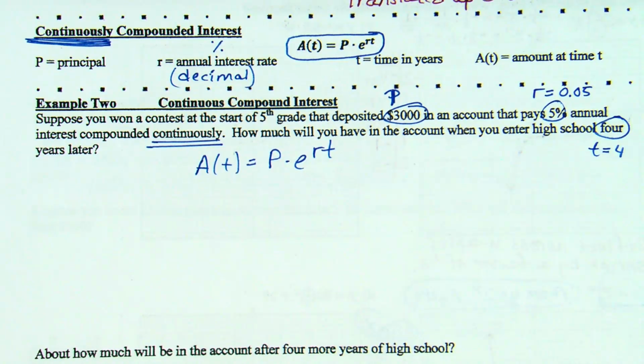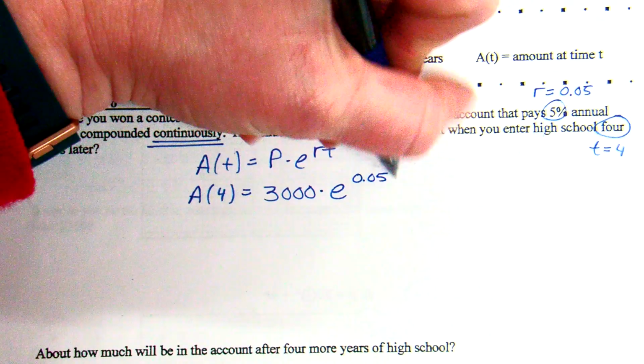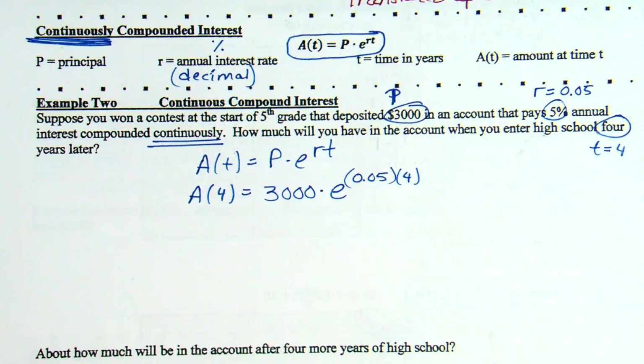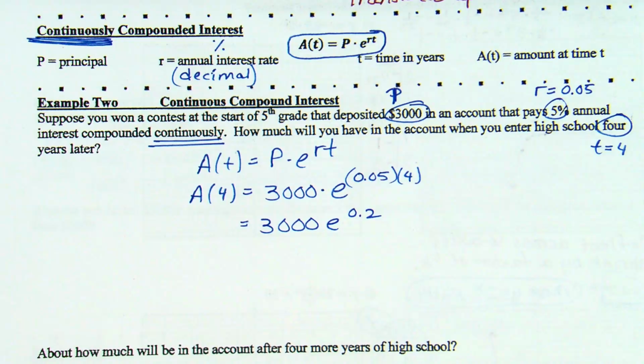So fill in your equation. It says A of T, so that means we're trying to find A of 4, the amount 4 years later. For P, my principal, I'm going to fill in 3,000. E stays E. It's a number. It's a button on your calculator. Raised to the R, which is 0.05, times T, which is 4. Okay, my calculator, I can type it in just like this. Not all calculators can do that. One thing, let's go ahead and clean up. Can you clean up that exponent for me? What is 0.05 times 4? 0.2. So this is 3,000 times e to the 0.2.